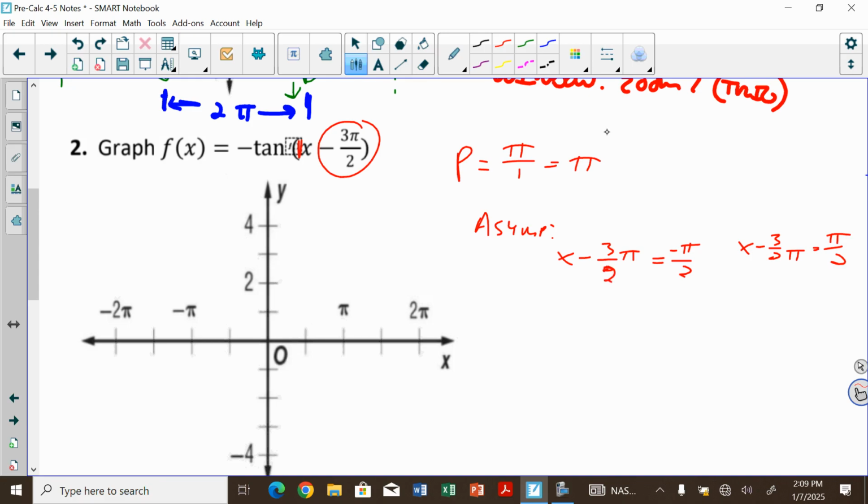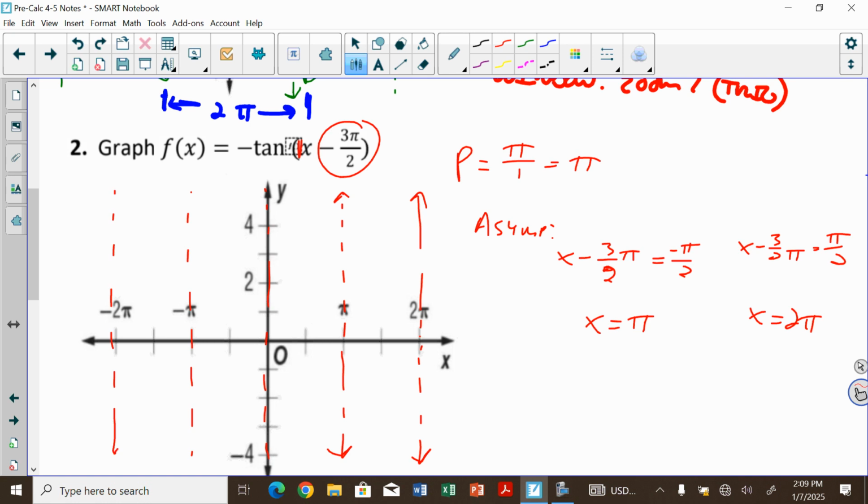And solving for those, what you're going to get is x equals pi, and then x equals 2 pi would be your asymptotes. So when I do that, I know at pi, I've got an asymptote here. These will give you consecutive asymptotes. And this one would be here as well. So that means that every pi, you're going to have an asymptote. So there would also be one at the y-axis. There would be one at negative pi as well. And there would be one here at negative 2 pi.